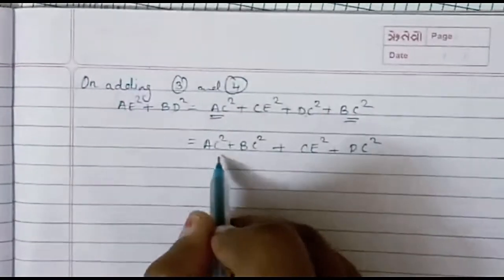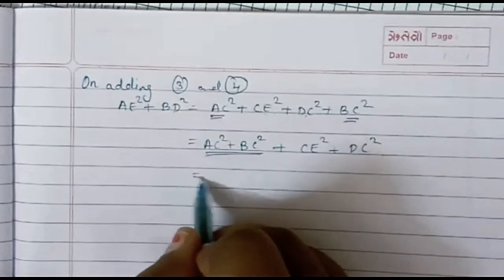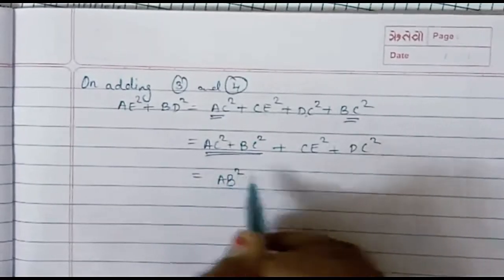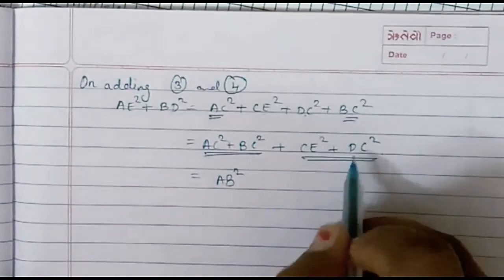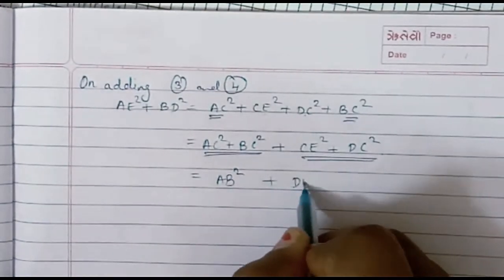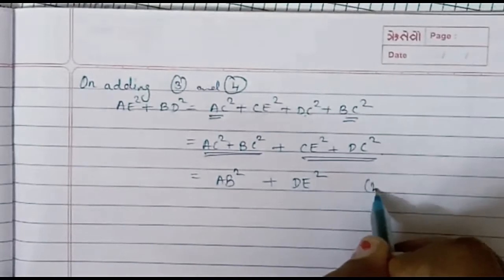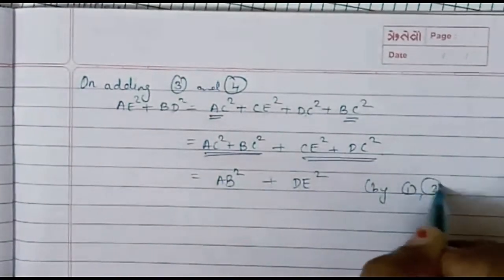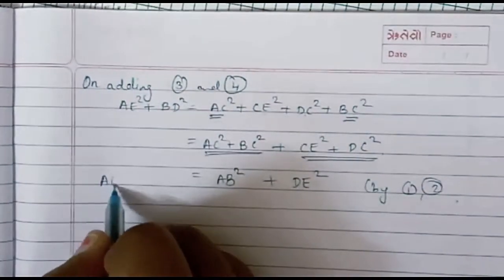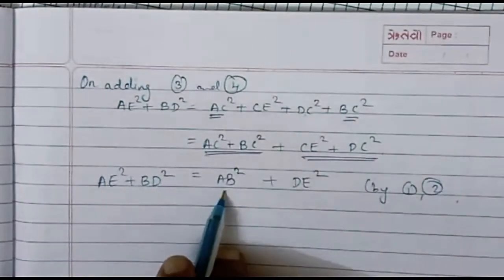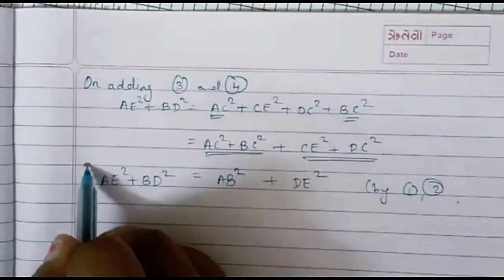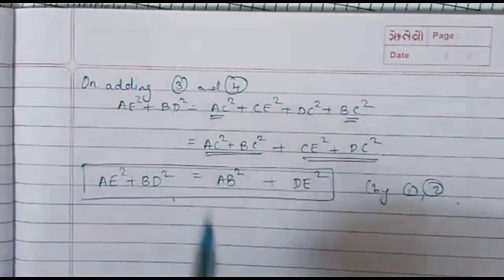Now I'll show you this AC square plus BC square was actually AB square. And same way this CE square plus DC square was actually DE square. Okay, this was by result number 1 and 2. And hence our result is proved that AE square plus BD square is equal to AB square plus DE square. So this only we needed to prove, and we have proved.